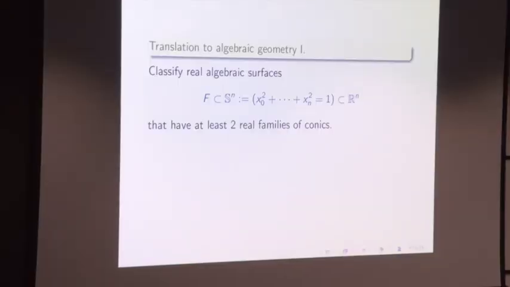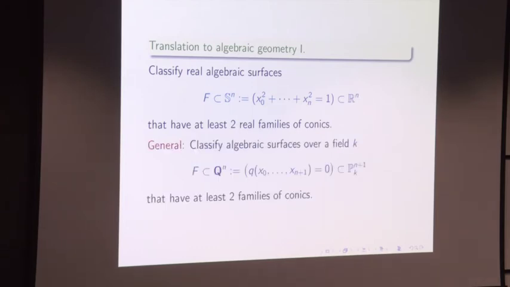So that means that the really natural place to look at this question is not in surfaces in just R^n, but surfaces inside S^n, okay? And then just count the families of conics that are contained there, okay? And so now, how do we translate this into algebraic geometry? That means I want to understand some real algebraic surfaces that are contained in the real n-sphere that have at least two real families of conics. Now, of course, once we are here, we don't need to ask this over the reals. We can ask this over an arbitrary field. So for instance, over the field of rational numbers. That I have an arbitrary quadratic hypersurface, so it's defined by this degree two polynomial in the variables x1, x2, ..., x_{n+1}.